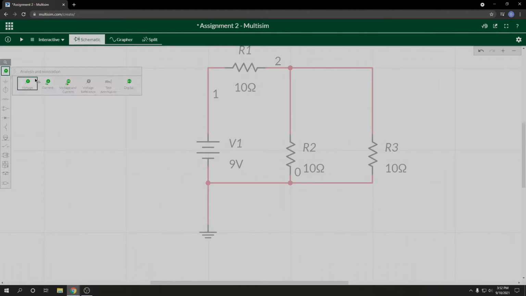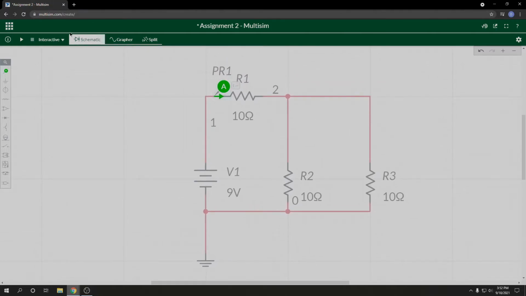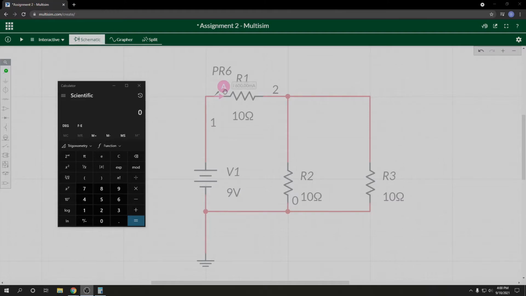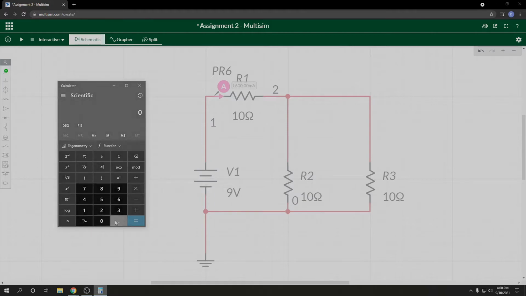Now I will attach a current meter to the circuit, and if I run the circuit, it gives me a value of 600 milliamps or 0.6 amps. Now that I know the total amperage in the circuit is 0.6 amps, I can now find the voltage after resistor 1. To find it, I will do 0.6 amps times 10 ohms. This gives me a voltage loss of 6 across resistor 1.